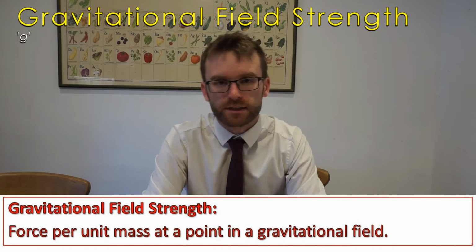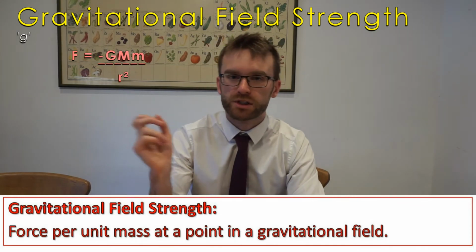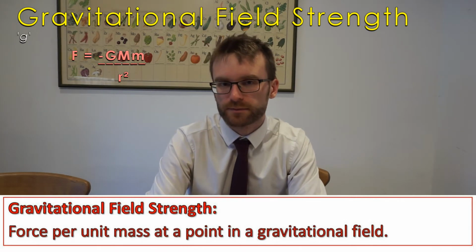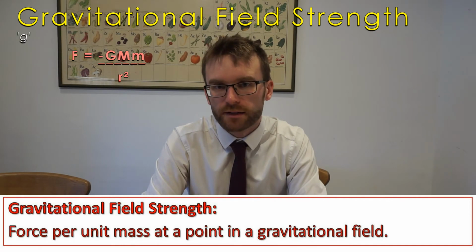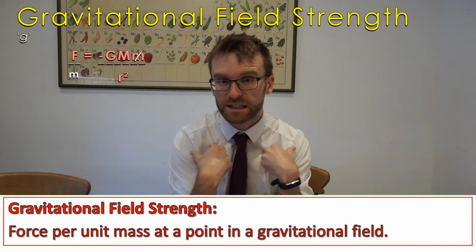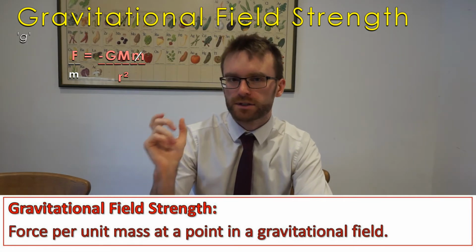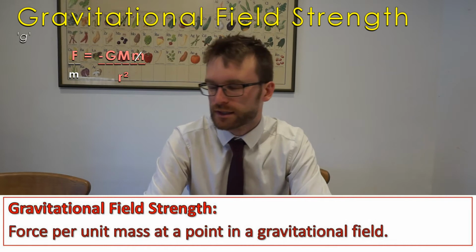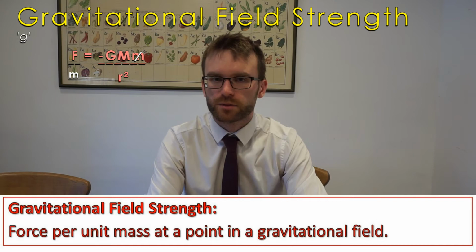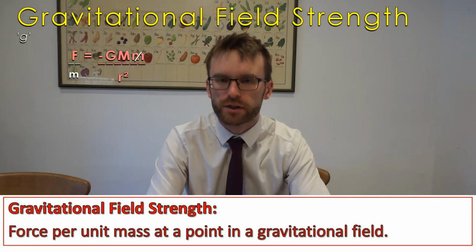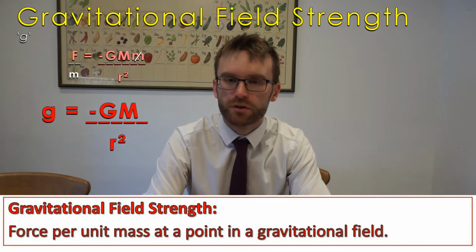Let's have a look at this mathematically. Let's take the equation for force from last lesson: F equals minus GMm over r squared. I know there's a minus there. If we divide that by the mass of the object, say me, this comes out as GM divided by r squared, with the minus again. Gravitational field strength is force per unit mass, so g is represented by minus GM over r squared.